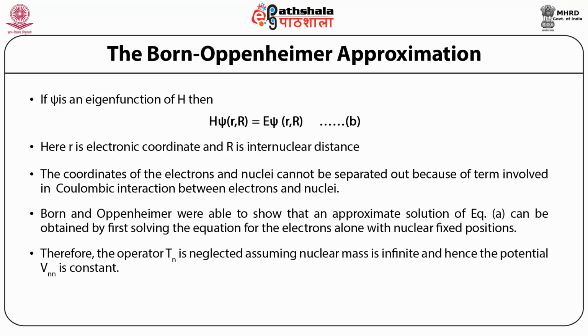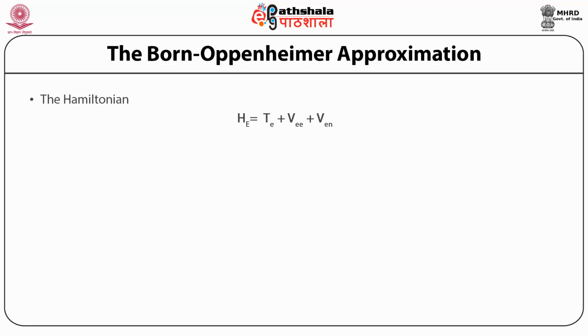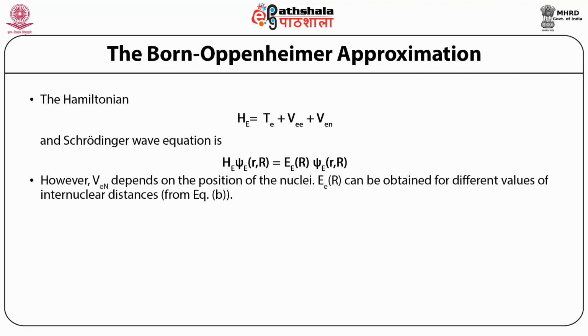Therefore, the operator Tn is neglected, assuming nuclear mass is infinite, and hence the potential Vnn is constant. The Hamiltonian He is equal to Te plus Vee plus Ven, and the Schrodinger wave equation is He psi_e(r, R) is equal to E(R) psi_e(r, R). However, Ven depends on the position of the nuclei. E(R) can be obtained for different values of internuclear distances from equation B. The potential energy can be obtained by adding Vnn to E(R).